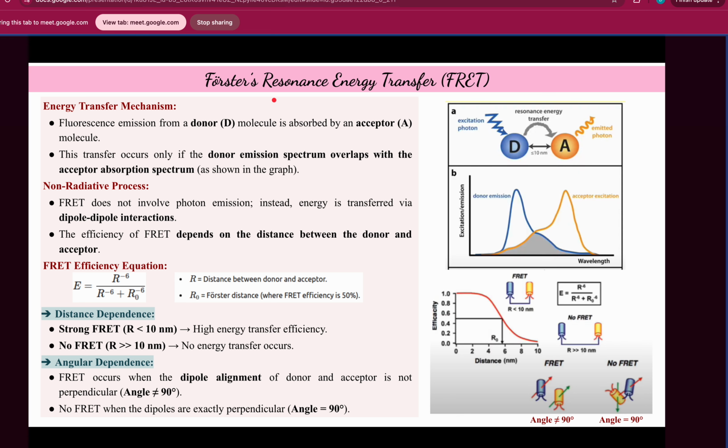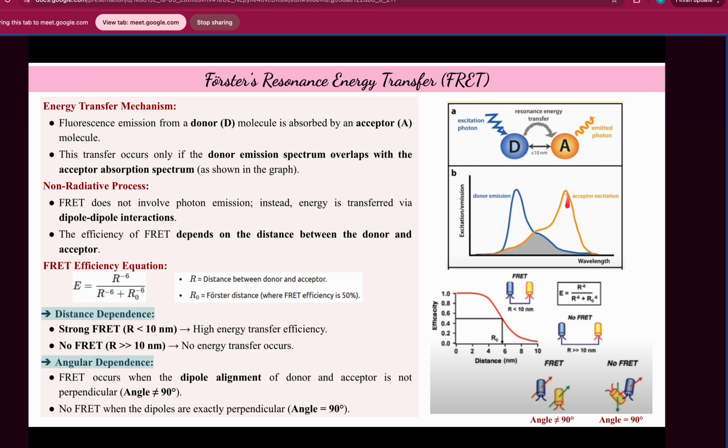Now we will move to Förster's resonance energy transfer, which is FRET. There are different energy transfer mechanisms which we have seen so far. In this case, the fluorescence emission from a donor molecule is absorbed by an acceptor molecule. There is an acceptor molecule which is absorbing the energy which is transmitted by the donor. This transfer occurs only if the donor emission spectrum overlaps with the acceptor absorption spectrum.